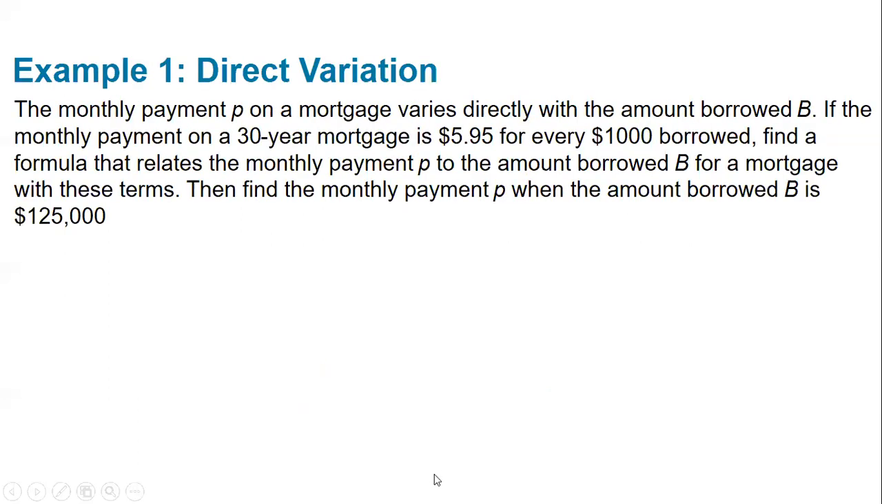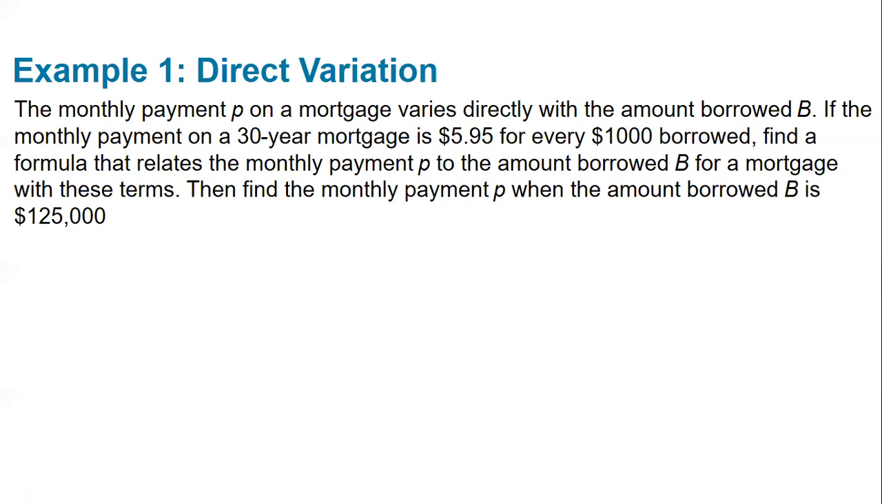Our example we have here is: the monthly payment P on a mortgage varies directly with the amount borrowed B. If the monthly payment on a 30-year mortgage is $5.95 for every $1,000 borrowed, find a formula that relates the monthly payment P to the amount borrowed B for a mortgage with these terms. Then find the monthly payment P when the amount borrowed B is $125,000.